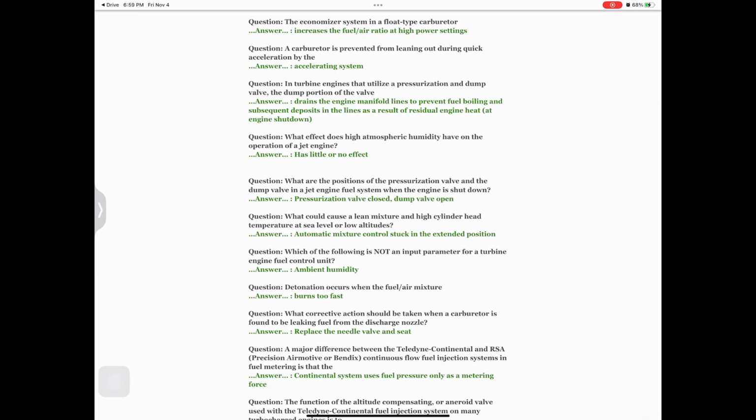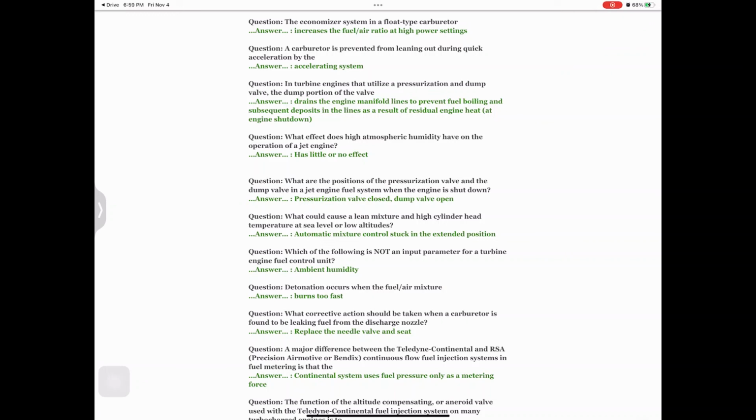Question: What are the positions of the pressurization valve and the dump valve in a jet engine fuel system when the engine is shut down? Answer: Pressurization valve closed, dump valve open. Question: What could cause a lean mixture and high cylinder head temperature at sea level or low altitudes? Answer: Automatic mixture control stuck in the extended position.